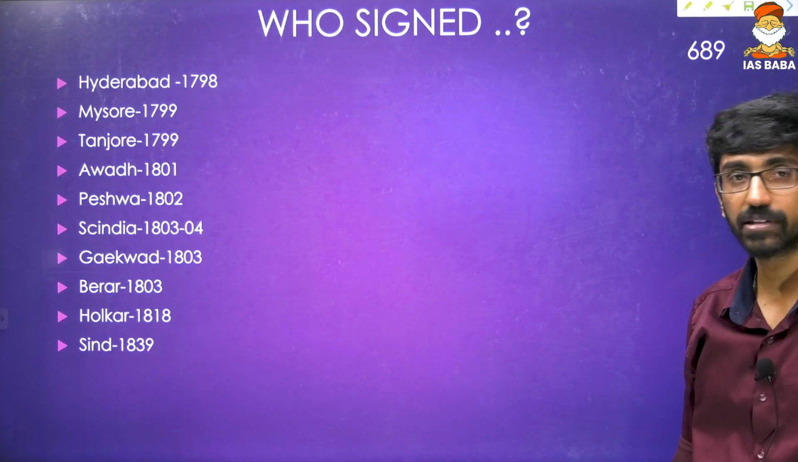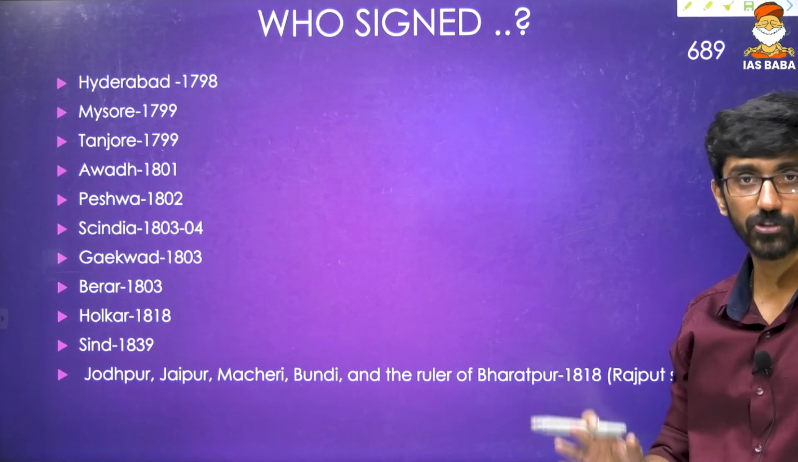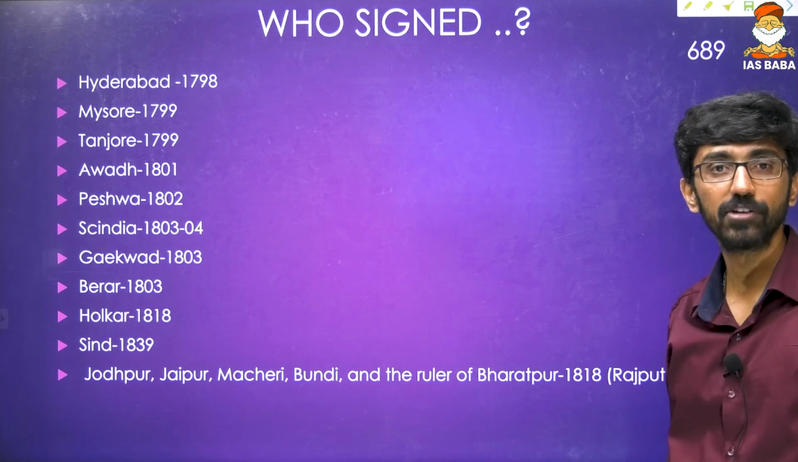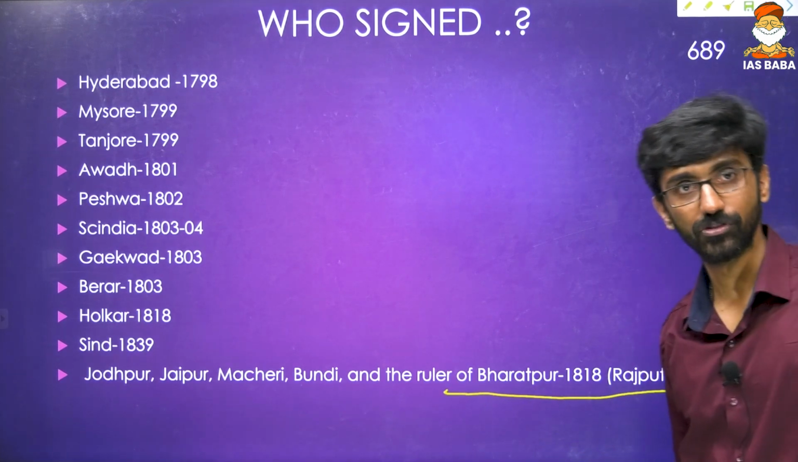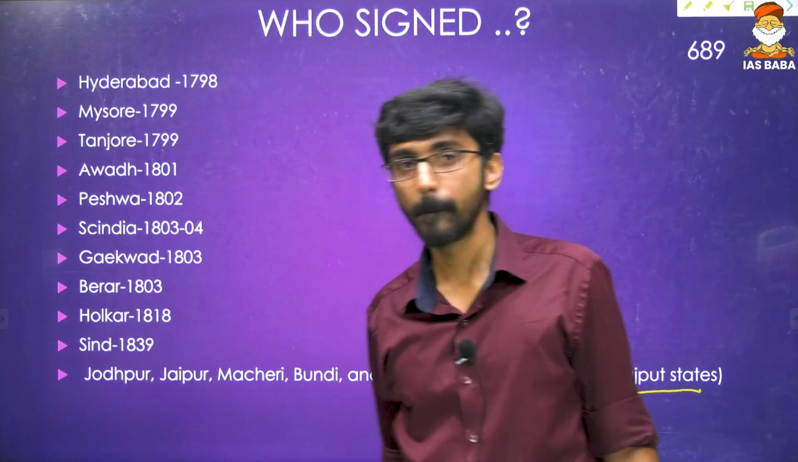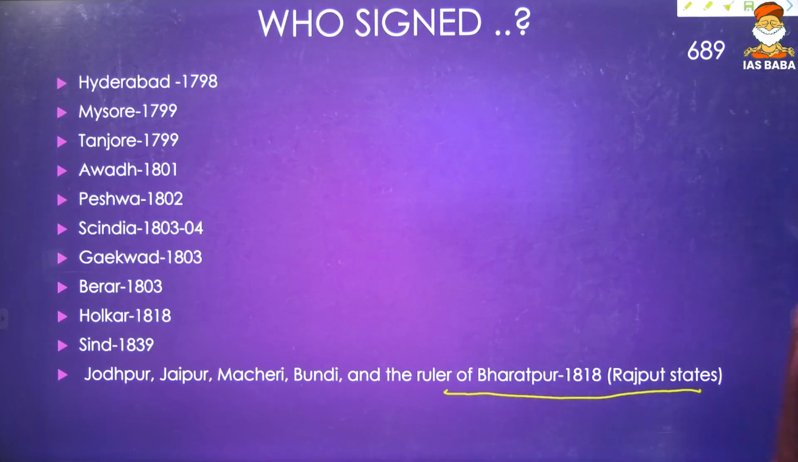Like in Sindh province, 1839. And some of the Rajput states, like Jaipur, Jodhpur, Macheri, Bandi. Then again, the ruler of Bharatpur in 1818. These are all Rajput states. So you can ask for chronology also. You can ask for match the following also. So these are the states who signed the subsidiary alliance system. Just go through that for rapid revision.